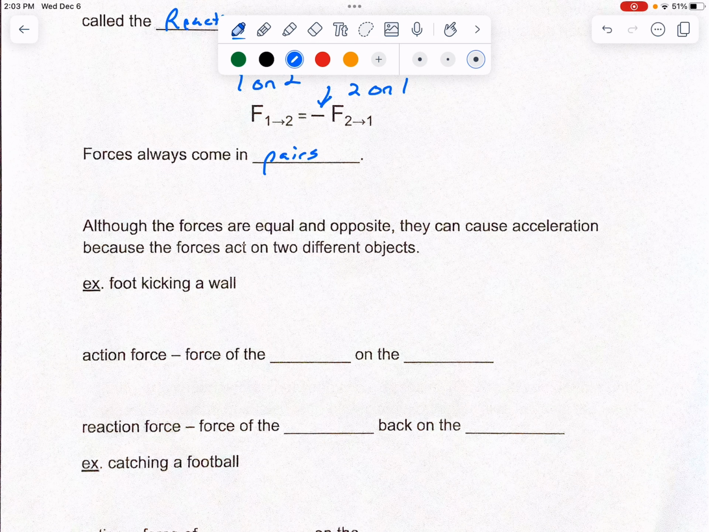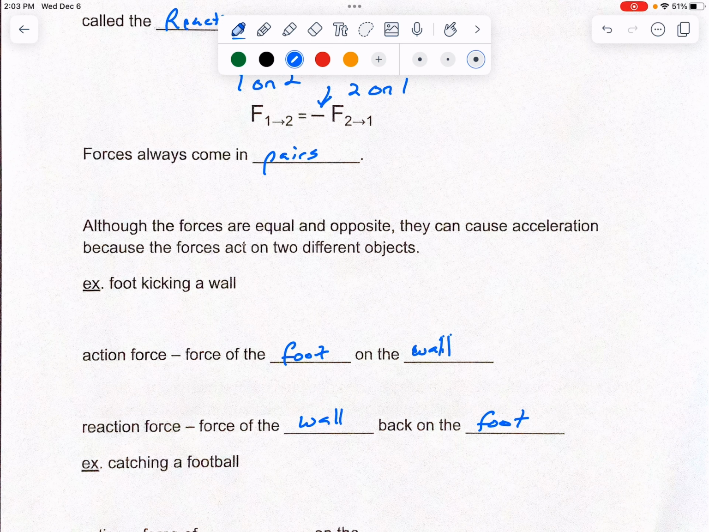So we're talking about a foot kicking a wall. The action force would be the foot on the wall, and then the reaction force is going to be the wall back on the foot. Ultimately you know that you're not going to win that battle. Even though you hit the wall with a certain force, that wall is going to push back with the exact same amount of force. Now the wall can handle that kind of force, but your foot cannot. So once that wall exerts that force back on your foot, there's a couple of things that could happen. One is it's going to make your foot bounce back off the wall.